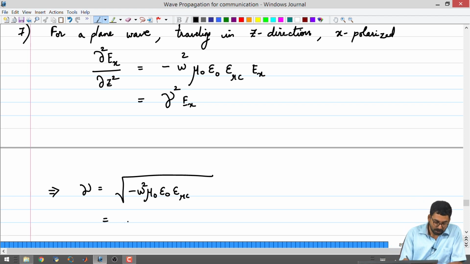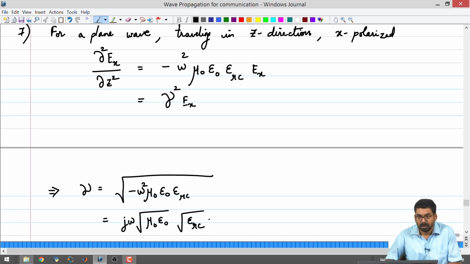So, we can write this down to be j omega square root mu naught epsilon naught square root epsilon RC. Okay. Again, I have taken the positive square root j. Okay. So, j omega square root mu naught epsilon naught square root epsilon RC. This will be your propagation constant in the case of a plane wave in a medium having conduction current. Okay.